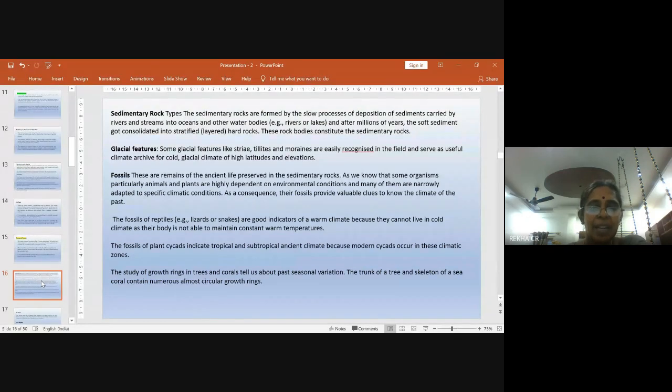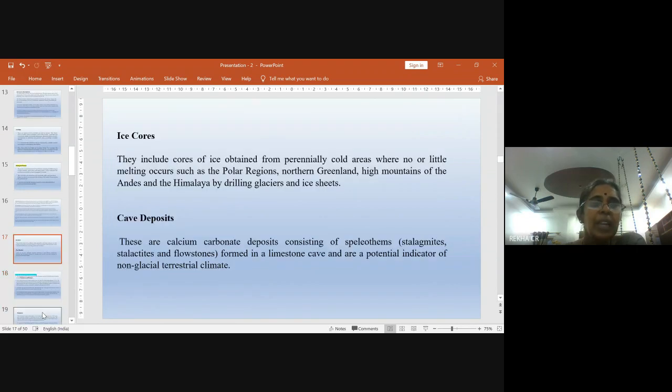these climatic zones. So the study of growth rings: when you cut a tree, especially the monocot plants, you can see a number of rings giving the age of the tree. And similarly, the corals, which are present in the deep oceans, tell about the past seasonal variation. So these are some of the evidences.